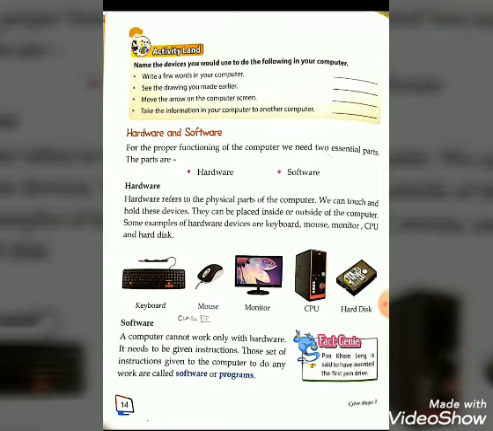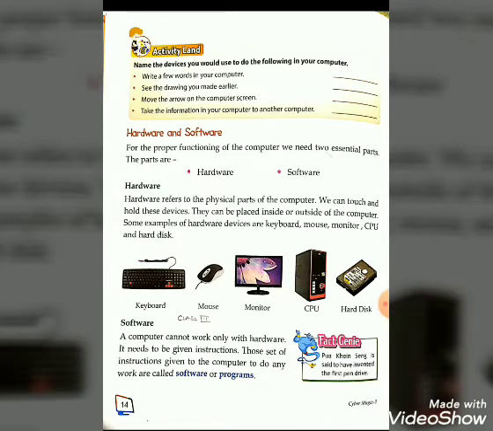Examples of hardware. We can touch and hold devices such as keyboard, mouse, monitor, CPU and hard disk. Hardware refers to the physical part of the computer, that is keyboard, mouse, monitor, CPU and hard disk.